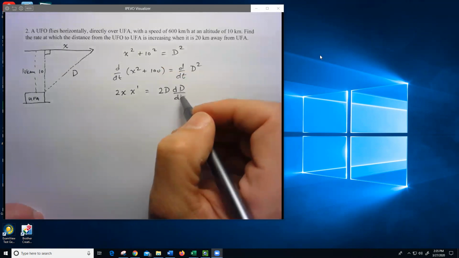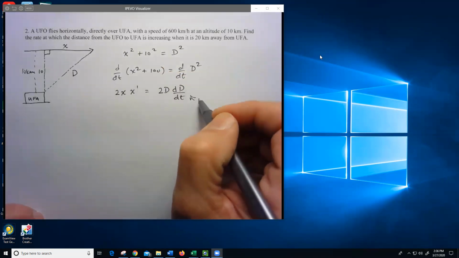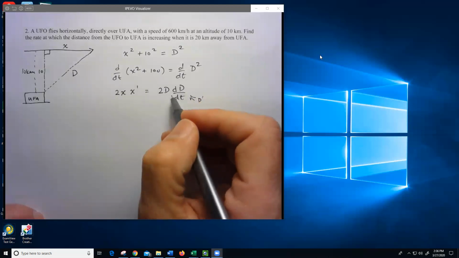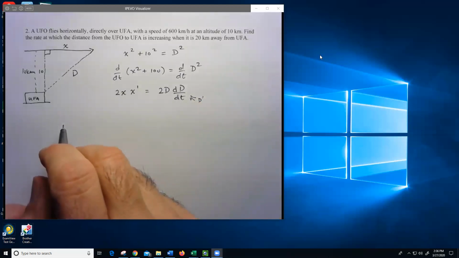I just realized I should have written d prime. I guess I wasn't thinking there. Should have written d prime there. But it doesn't matter, it means the same thing. Okay, now this is the thing I'm looking for.